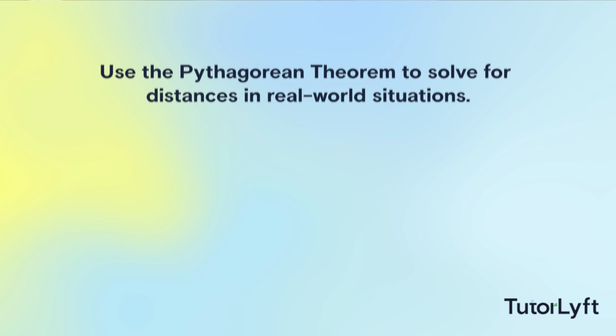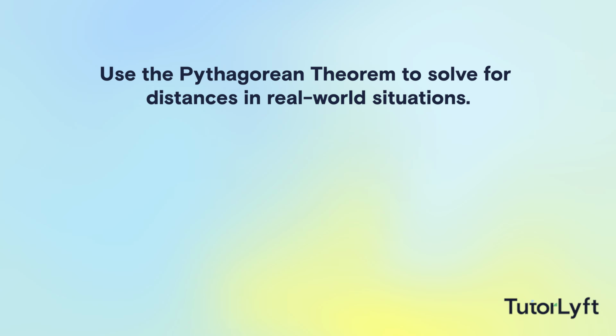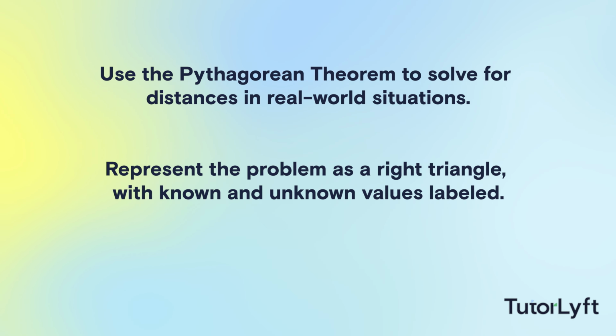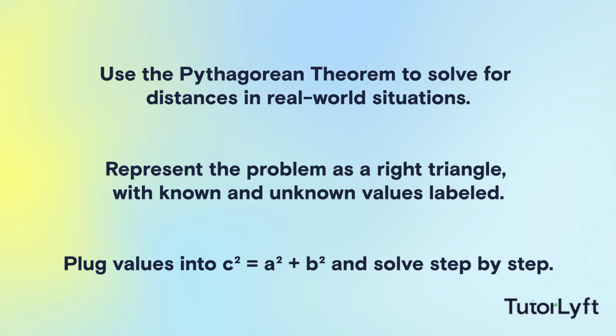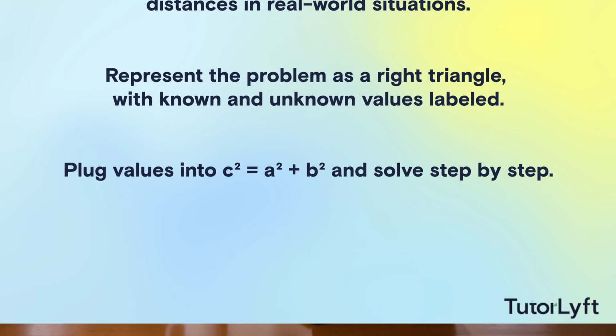Let's quickly recap what we've learned. Use the Pythagorean theorem to solve for distances in real-world situations. Represent the problem as a right triangle with known and unknown values labeled. Plug values into c squared equals a squared plus b squared and solve step by step. With practice, these problems will become second nature.